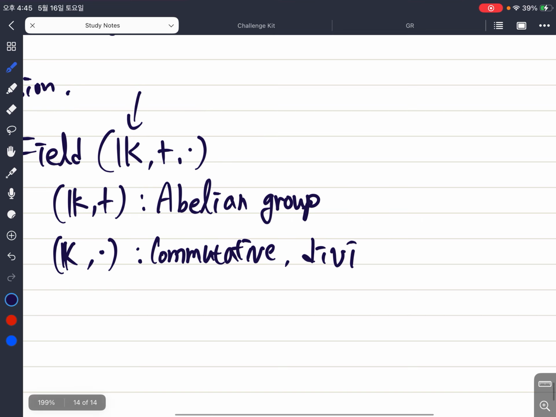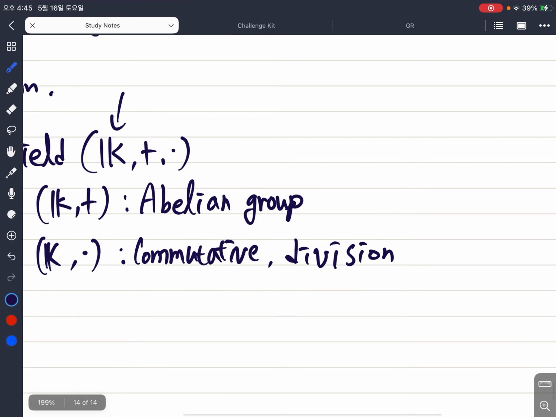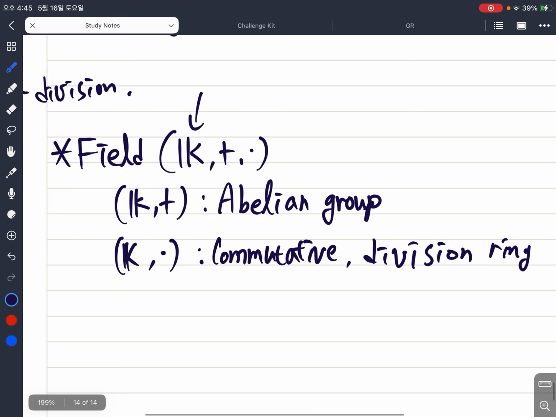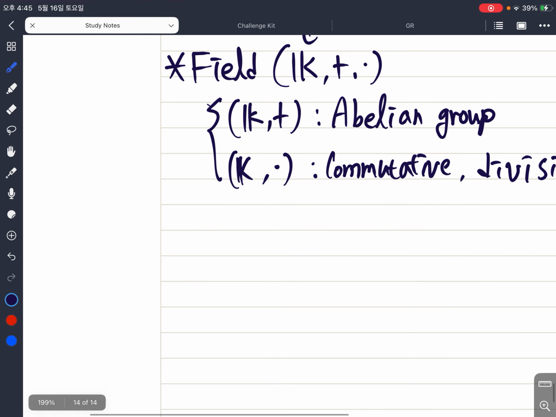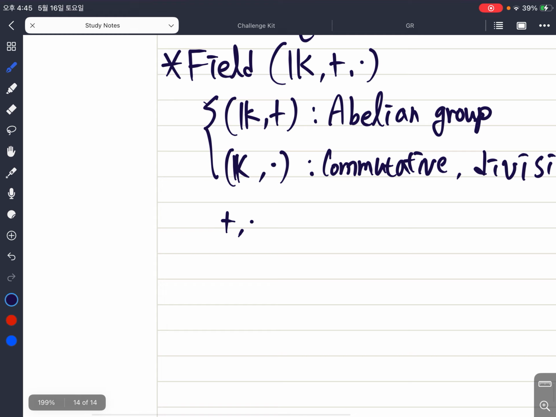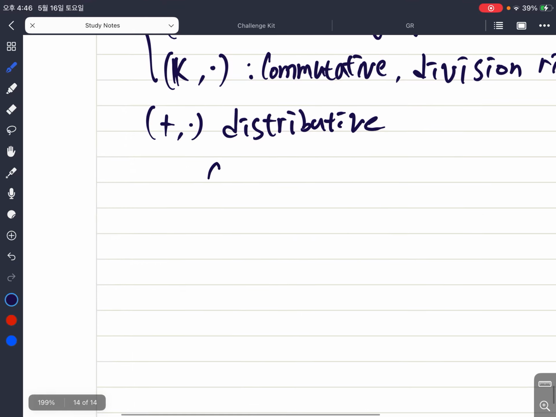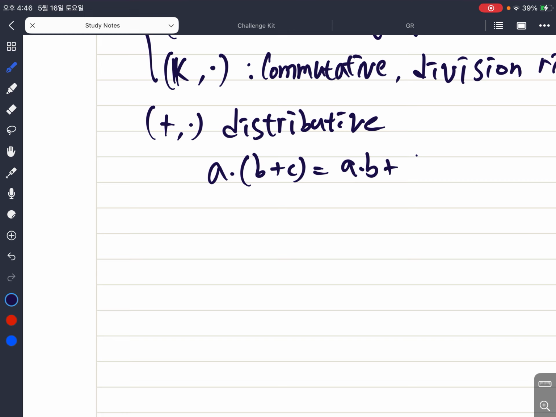It is not a group because, you know, 0 doesn't have a multiplicative inverse. So if a set satisfies these 2 conditions, and another is that, of course, plus and dot is distributive. This means that A dot (B plus C) equals A dot B plus A dot C.